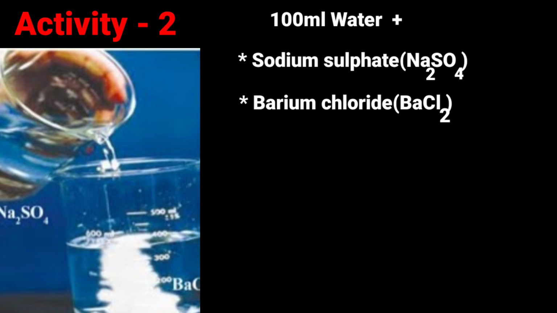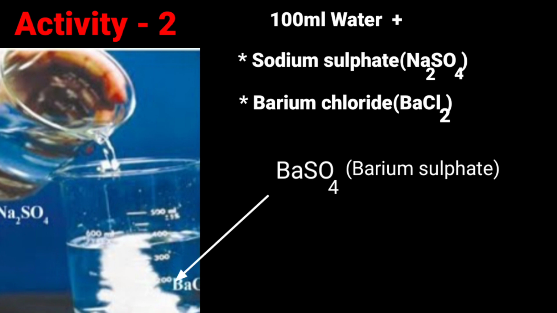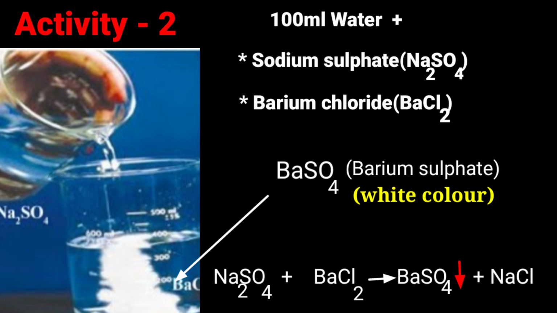Sodium sulphate solution on mixing with barium chloride solution forms a white color precipitate of barium sulphate and soluble sodium chloride.